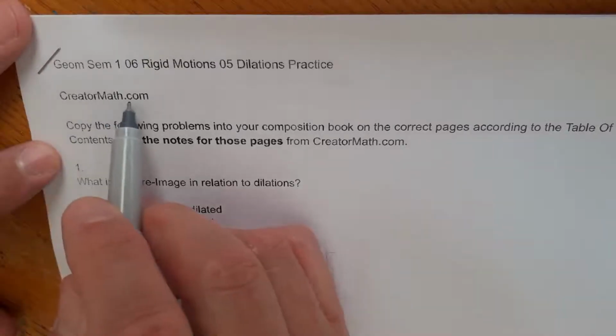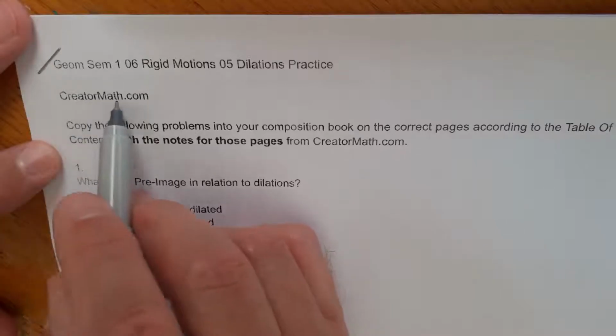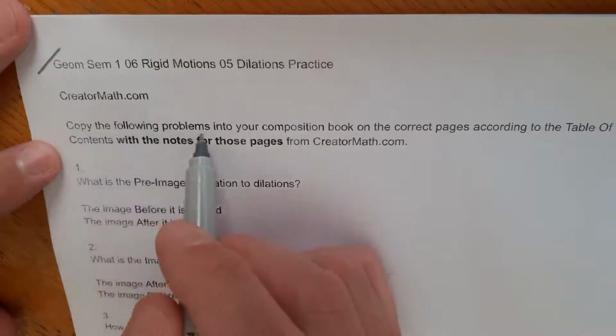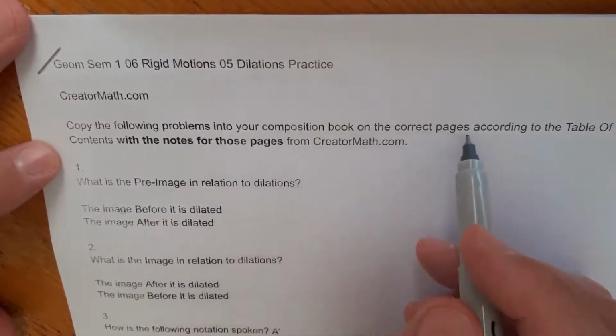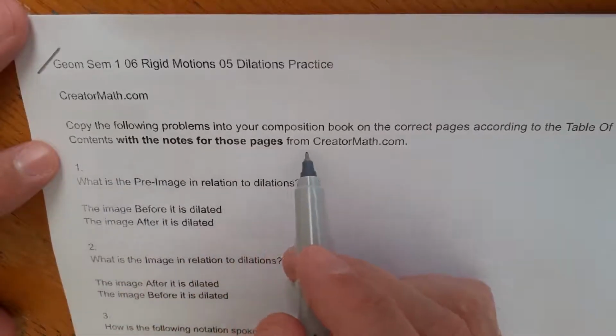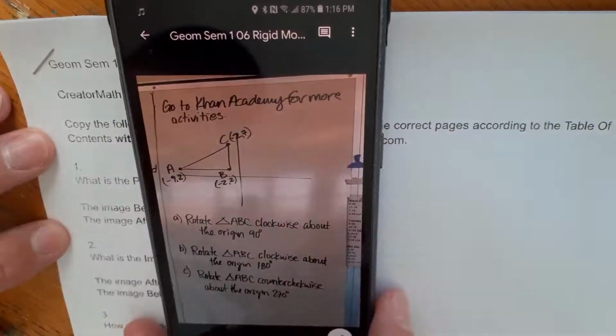This is on creatormath.com under the Geometry tab. You might have to Google creatormath.weebly.com to find the site. The instructions are: copy the following problems into your composition book on the correct pages according to the table of contents with the notes for those pages from creatormath.com. So let's go ahead and take a look at that.